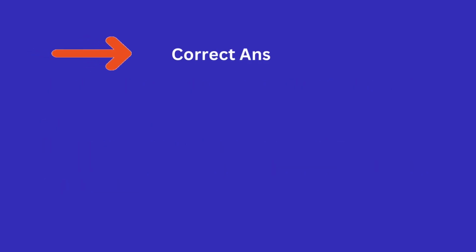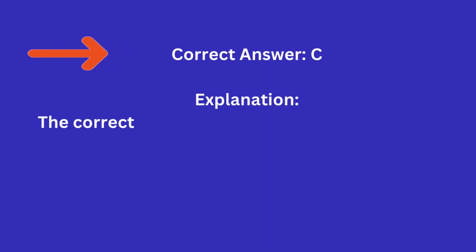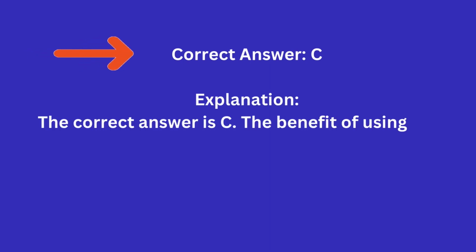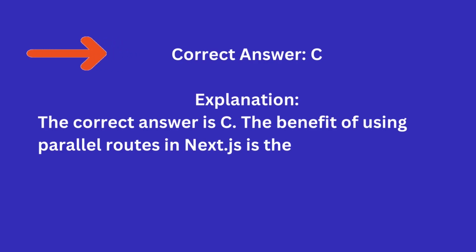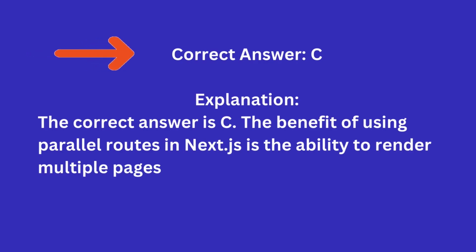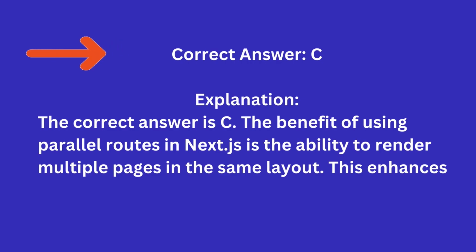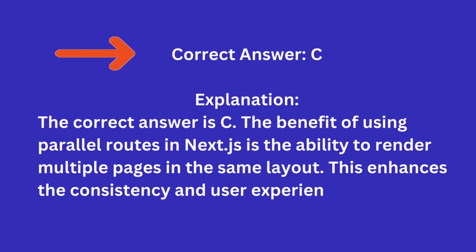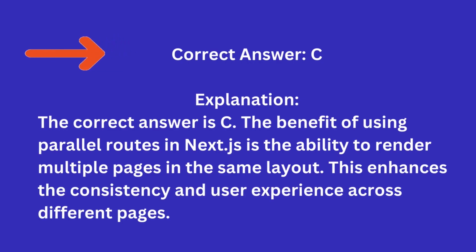Correct answer, C. Explanation. The correct answer is C. The benefit of using parallel routes in Next.js is the ability to render multiple pages in the same layout. This enhances the consistency and user experience across different pages.